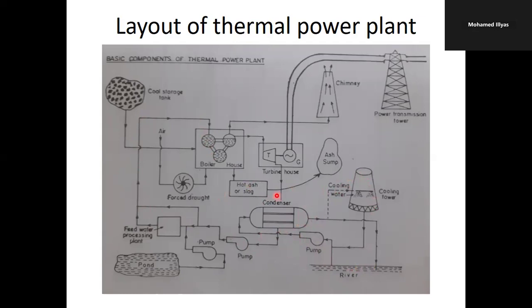So in this way, we can understand the layout of a thermal power plant: how the coal and air will be supplied for the combustion, and the water is fed to the boiler for producing the steam, and how the steam will be used for expansion in the turbine, and the steam coming out from the turbine is condensed and again converted into water. So in this way we can understand the entire workflow in the thermal power plants.